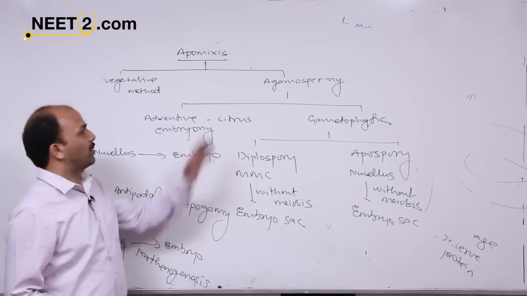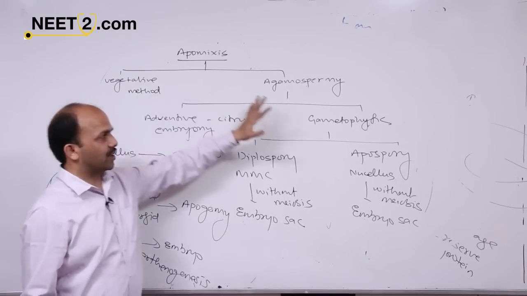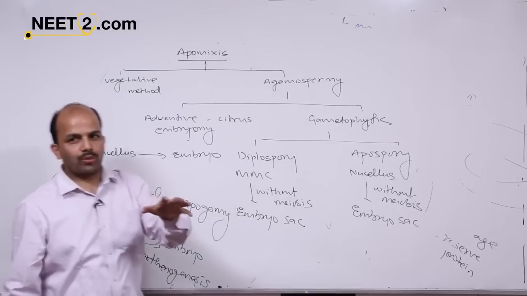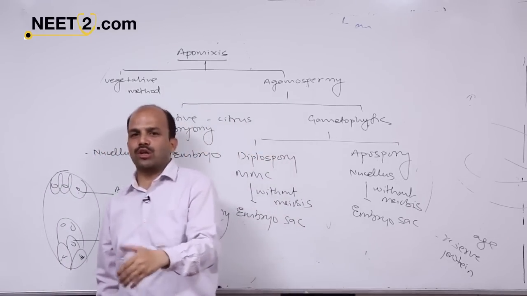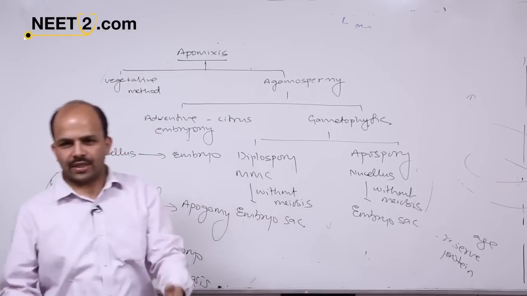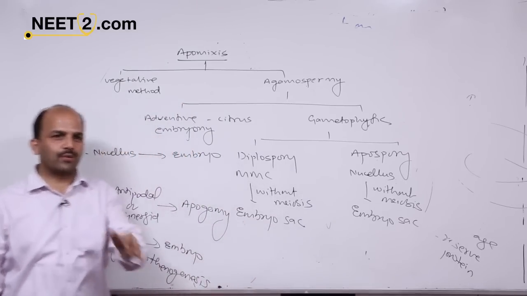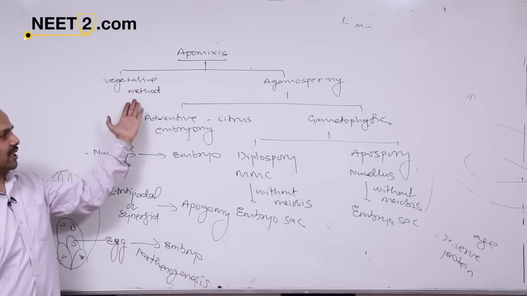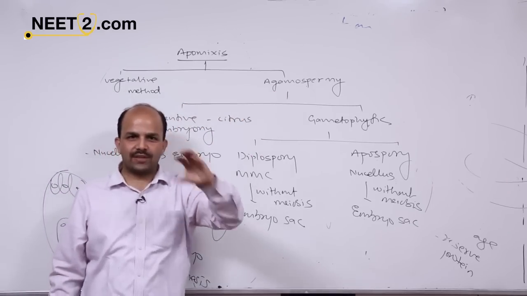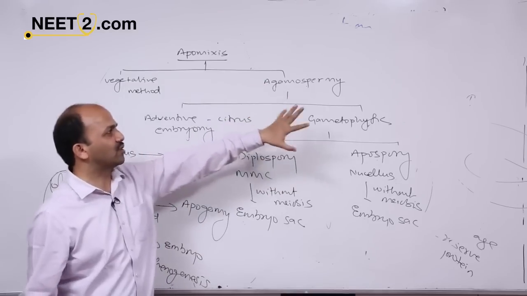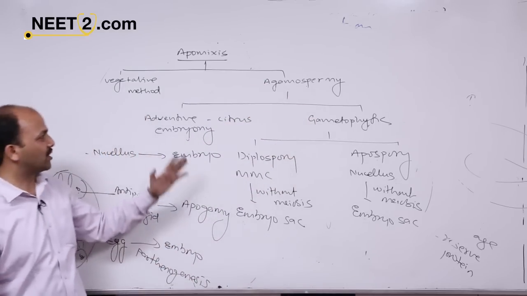Okay guys, so now I will summarize what is apomixis. That is asexual reproduction, that is reproduction without gametic fusion. Meiosis may be, meiosis may not be. In asexual reproduction, there should be no gametic fusion. That can occur by vegetative method as well as by agamospermy, that is reproduction by seed formation, but that seed formation does not involve meiosis and fertilization.